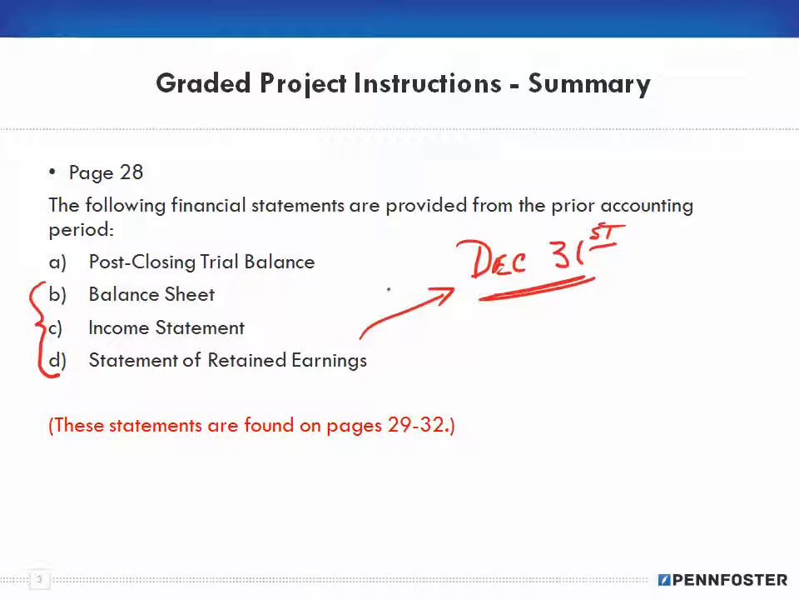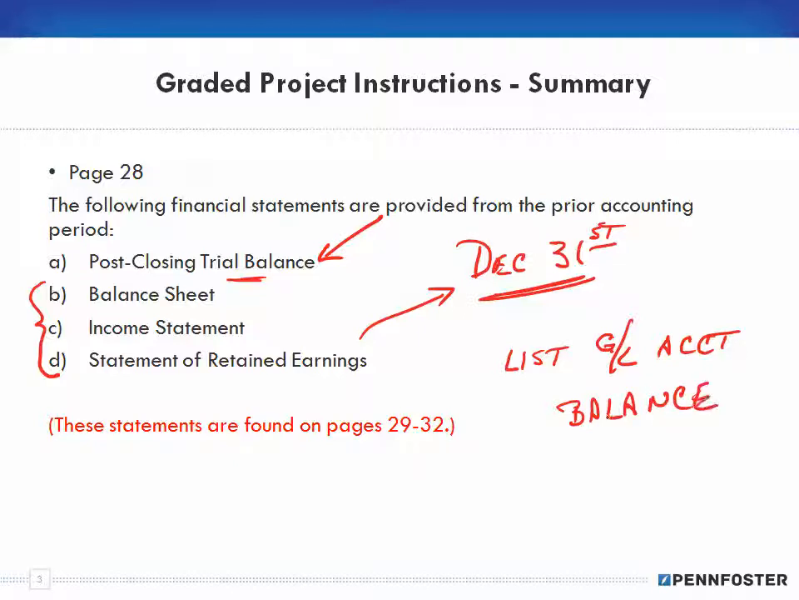So with that said, you have your balance sheet, income statement, and statement of retained earnings. You also have a post-closing trial balance. That is on page 29. Now, a little bit about what a trial balance is. A trial balance is nothing more than a list of the general ledger accounts and the balances in those accounts.